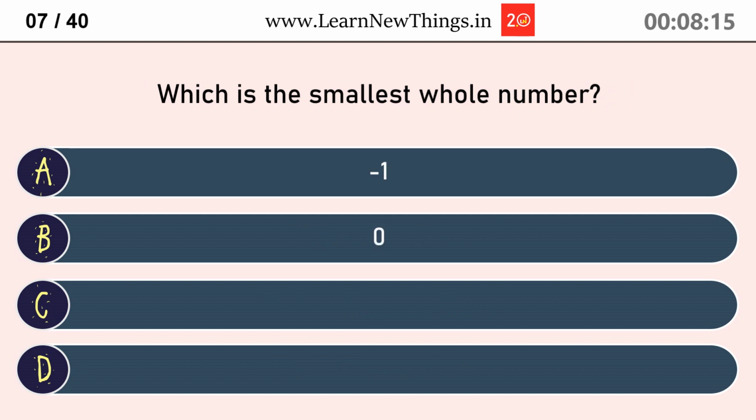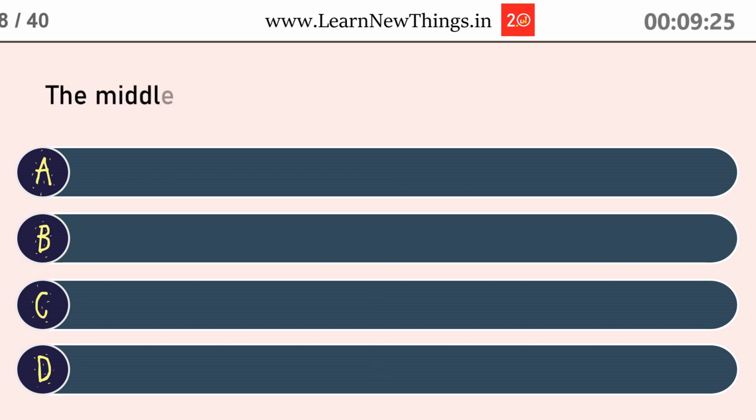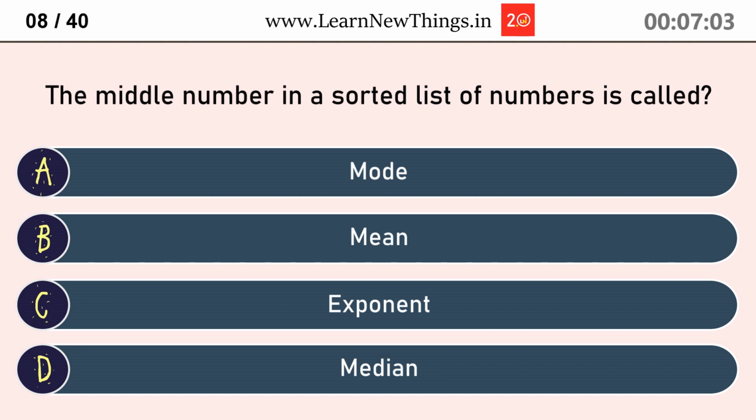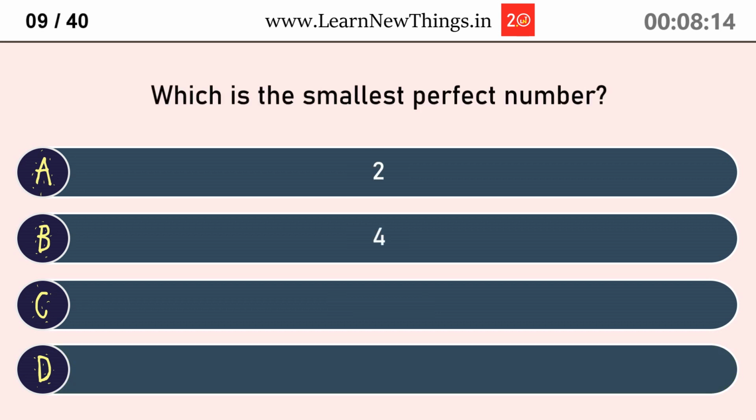Which is the smallest whole number? 0. The middle number in a sorted list of numbers is called median. Which is the smallest perfect number? 6.